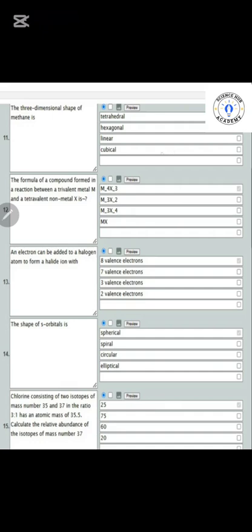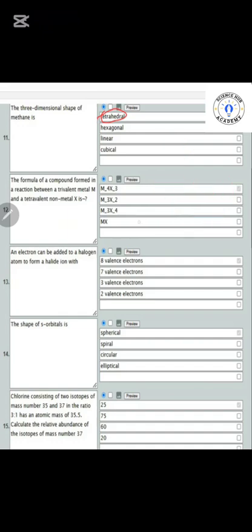Number 11. The three-dimensional shape of methane is, so we know methane, that's CH4, so it's like this, right? So having something like this as a structure. So now this is standing for methane, and methane is actually considered to have a tetrahedral shape, right? So that's said to be tetrahedral. So the answer to that is tetrahedral.